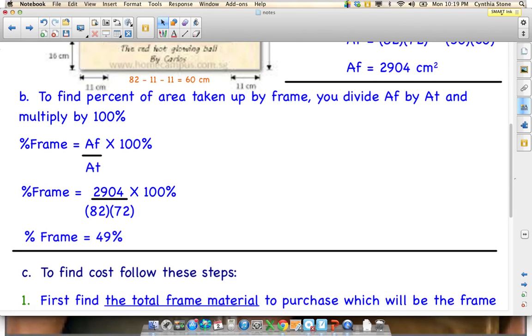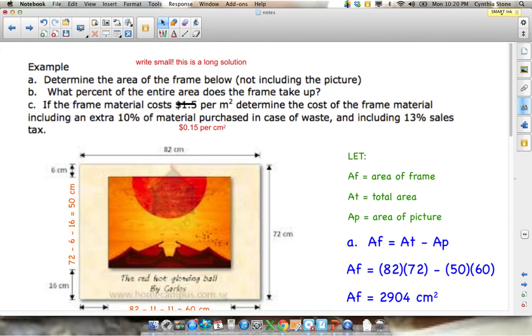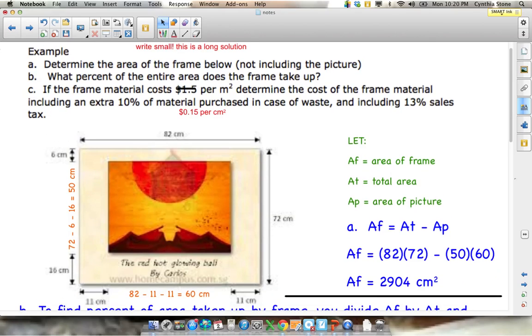Now the last part, and again, if I'm going too fast, go ahead and stop me, or stop the tape. Here's the tough one. It says if the material for the frame is 0.15, 15 cents, per centimeter squared, determine the cost of the material if you buy an extra 10% and if we include sales tax. So there's a lot going on there. Let's go down to the solution. We would take the total material for the frame, add 10%, and then add 13% to the price using this cost.